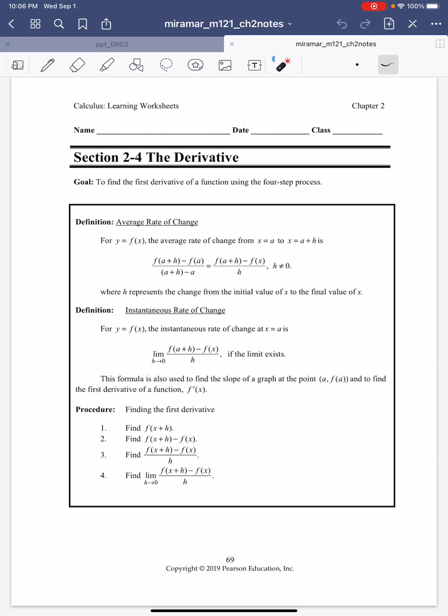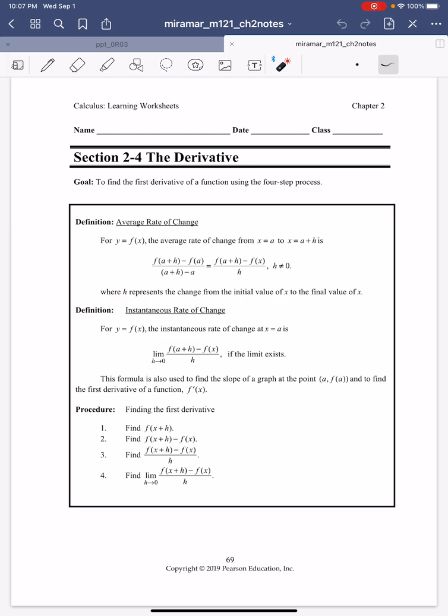So first, average rate of change. The average rate of change from x = a to x = a + h is defined as the following. And then we have the instantaneous rate of change. Instantaneous rate of change is the change in the rate at a particular instant, and it is the same as the change in the derivative value at a specific point. So we are going to be using a limit definition of our average rate. Basically, you take the average rate of change and take the limit. That will be your instantaneous rate.